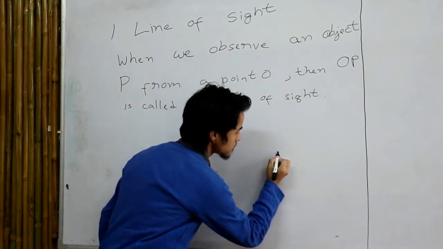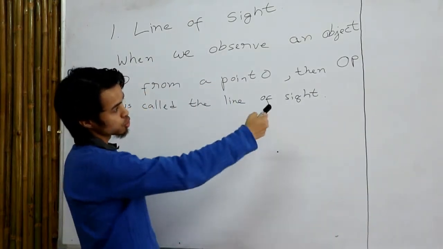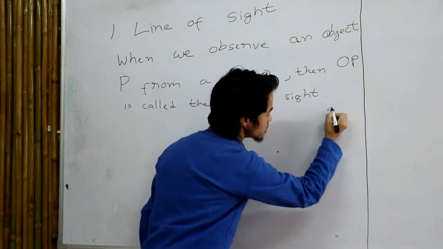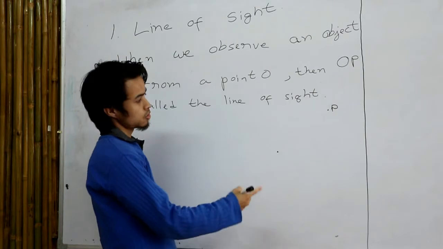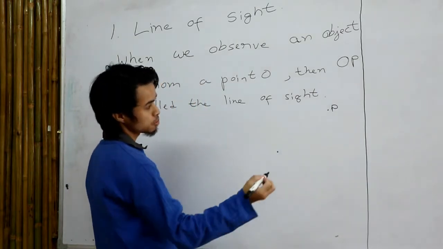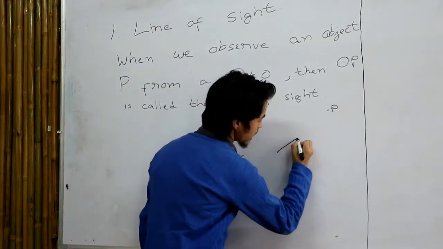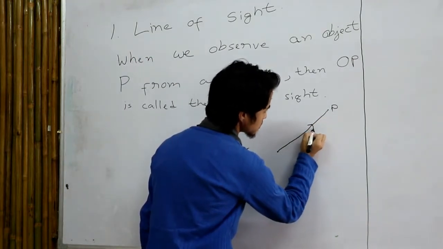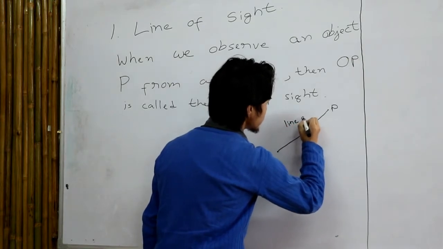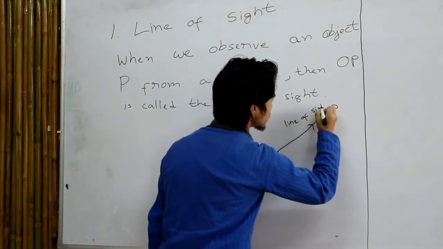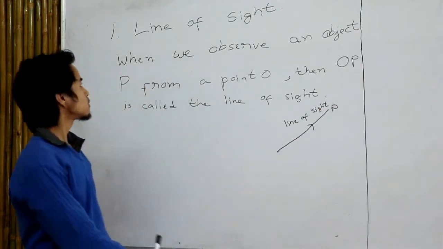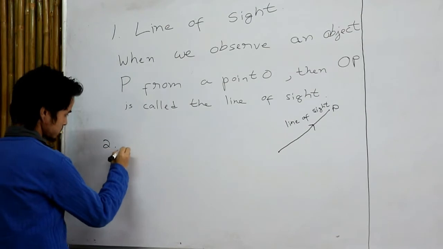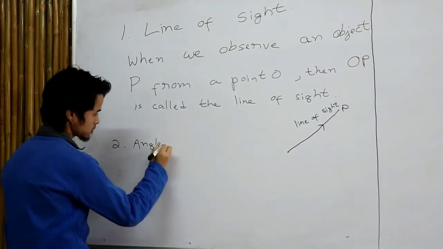Suppose we are standing at this position, and suppose we are observing an object which is somewhere here. Suppose that object, we name it as point P. Then the line of sight is nothing but the line between our eyes and the object. So this line is called the line of sight. Now let's move on to the second term, which is called angle of elevation.